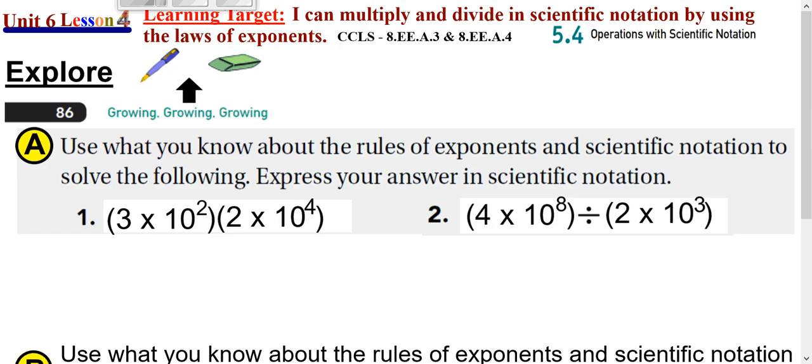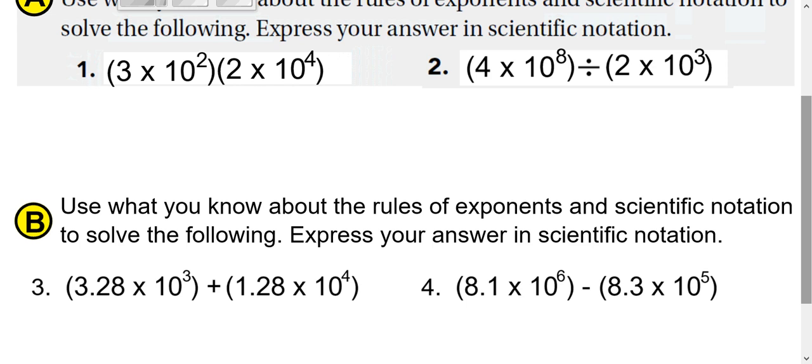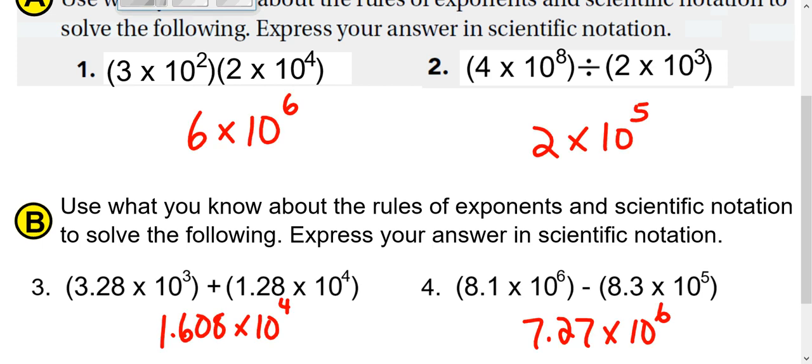So here's all four operations: multiplication, division, addition, subtraction. Pause the video, get the answers, whatever method you want, and then I'll put the answers up. All right, there are the answers.